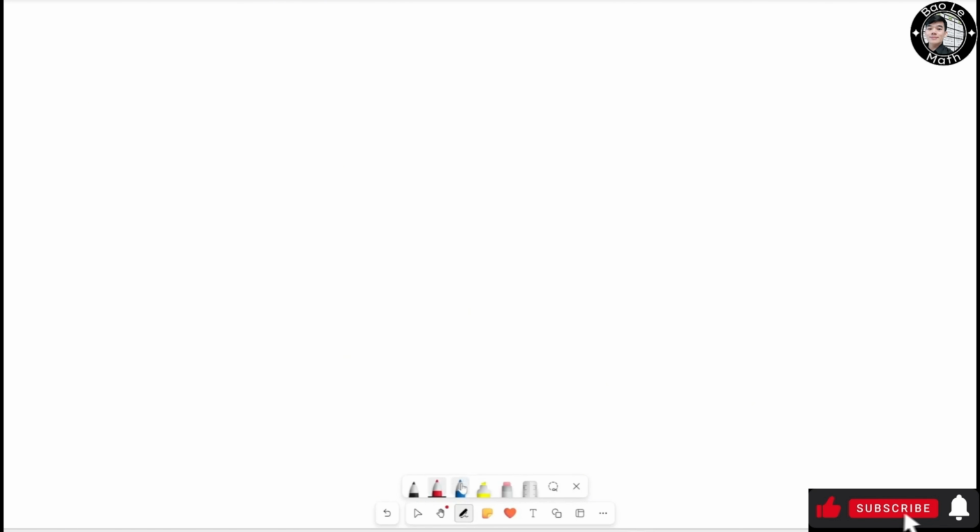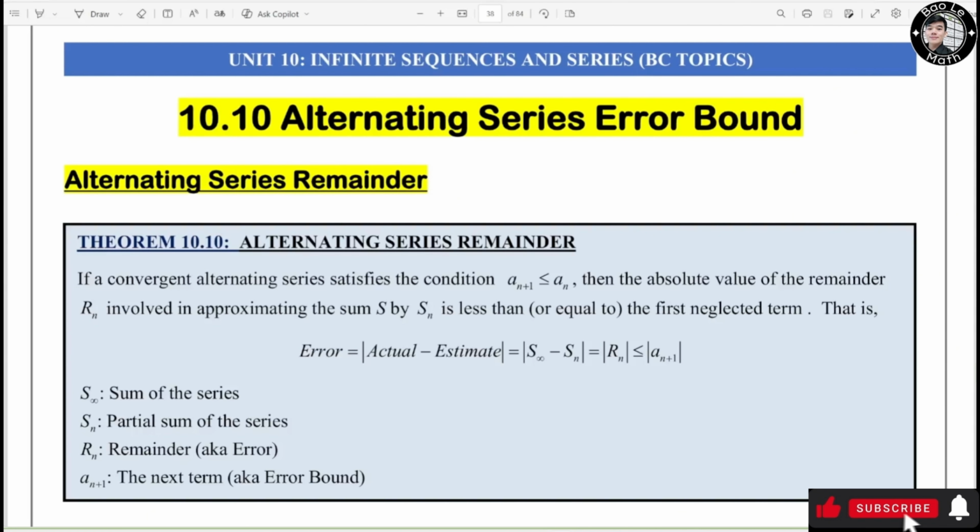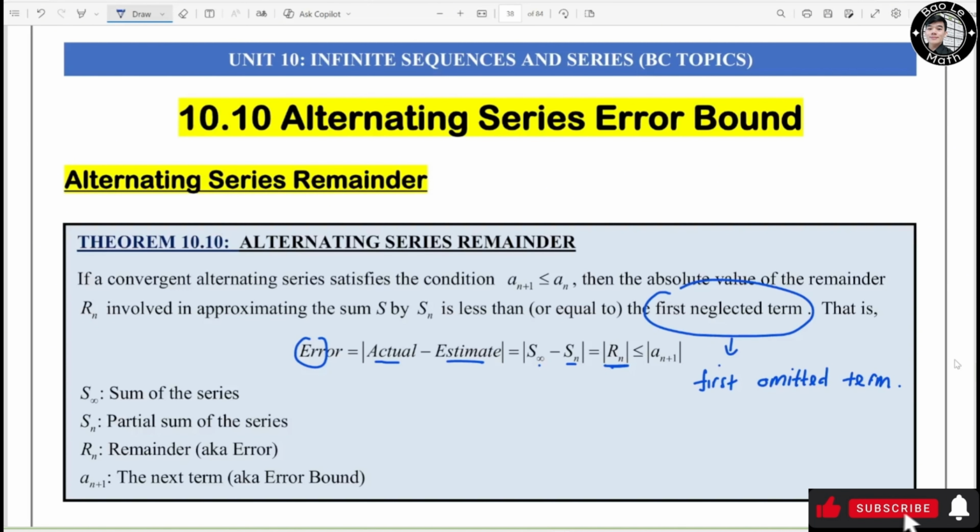Now next one, we're going to talk about the error bound. So we have the error bound for the alternating series and non-alternating series. Now for alternating series, we're going to use the formula error equals absolute value of the actual value subtract the estimate value, which means s of infinity subtract s of n, and it's going to be the remainder. The remainder must be less than or equal to absolute value of the first omitted term.